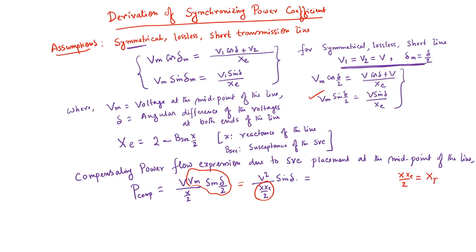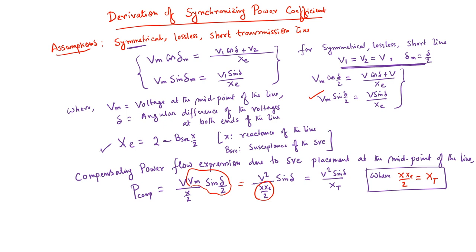So, this expression would then be V square sin delta divided by x t, where we consider x t is equal to x c by 2. X c we already determined, and x we know is the line reactance, right.